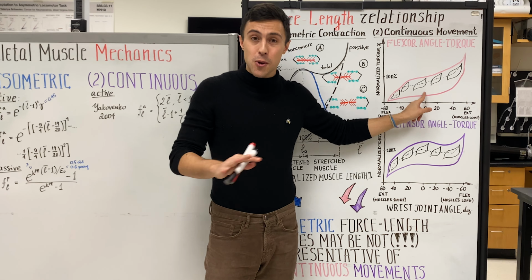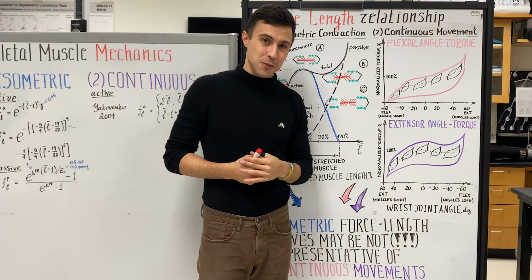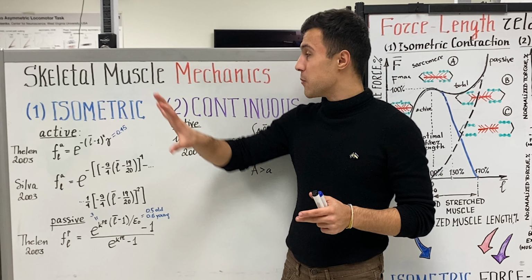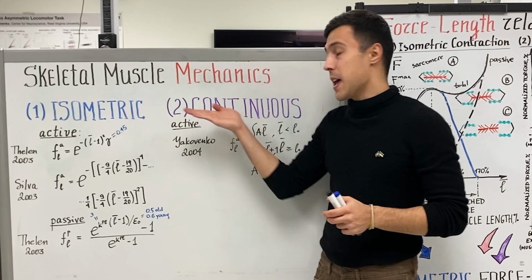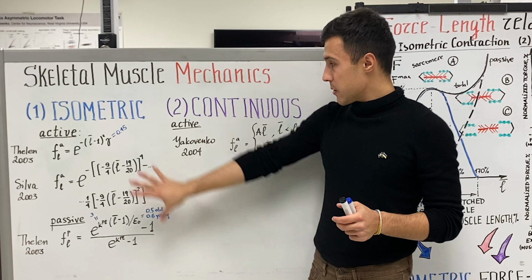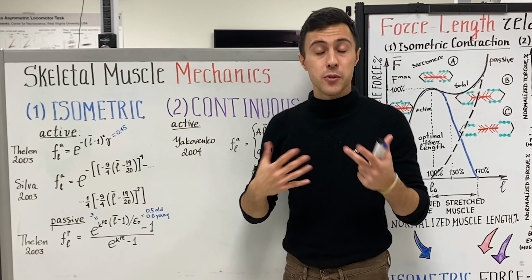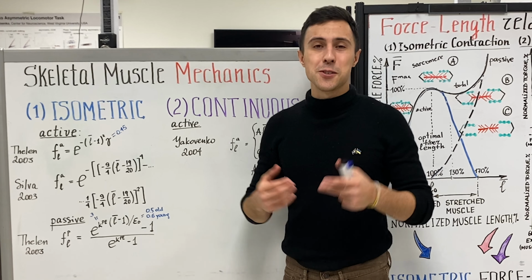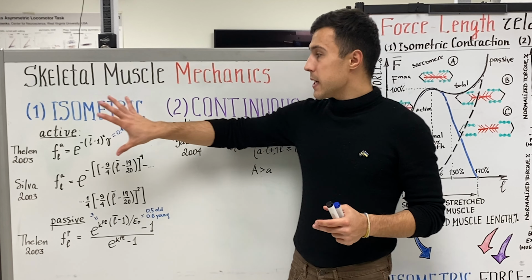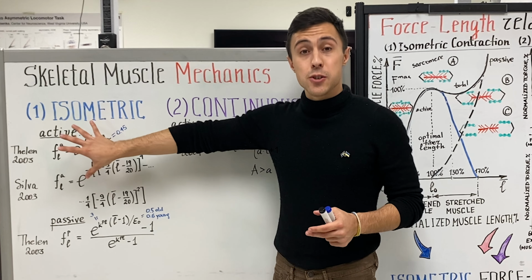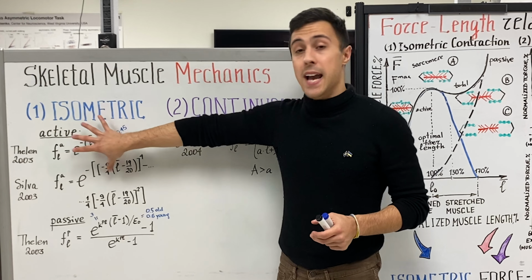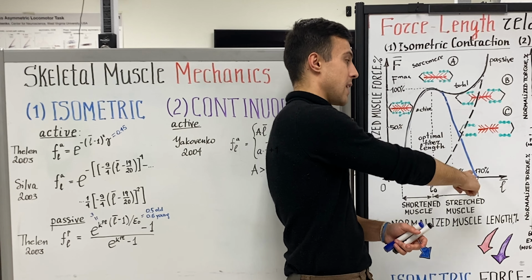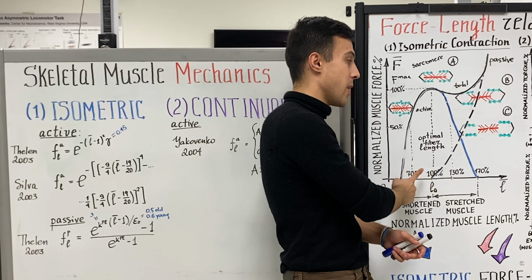Now, let's talk about formulas describing these relationships. Let's first talk about formulas describing the force-length relationship for isometric contraction and then move to continuous movements. For all the formulas listed here, I tried to find an original source, but I also listed a couple of additional sources in the description below, in case you're curious. We usually describe a force-length relationship in two stages. First, the active part, and then the passive part.